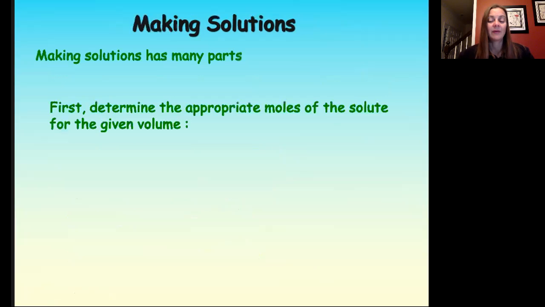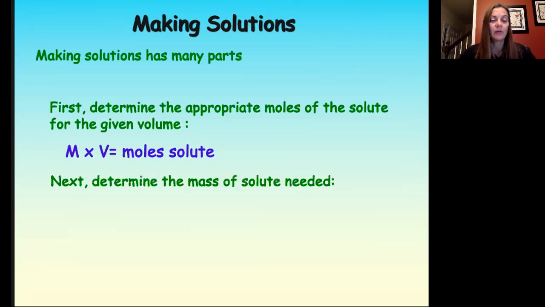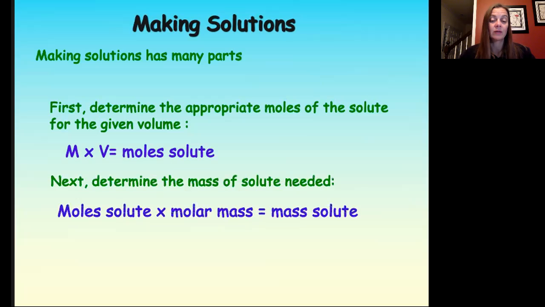Okay. Now we've got to make a solution. So if we want to make a solution, we first have to figure out the number of moles of solute for the given volume, just as we did when we were calculating how to make a solution. We're going to determine the mass of solute that's needed. And then we're going to talk about an appropriate procedure.